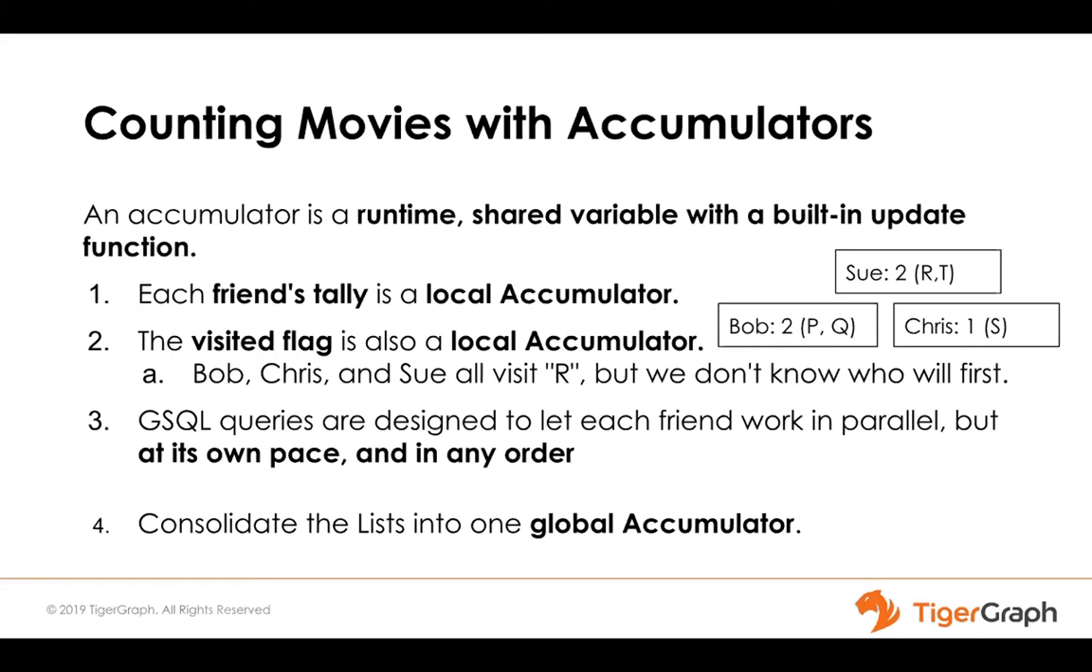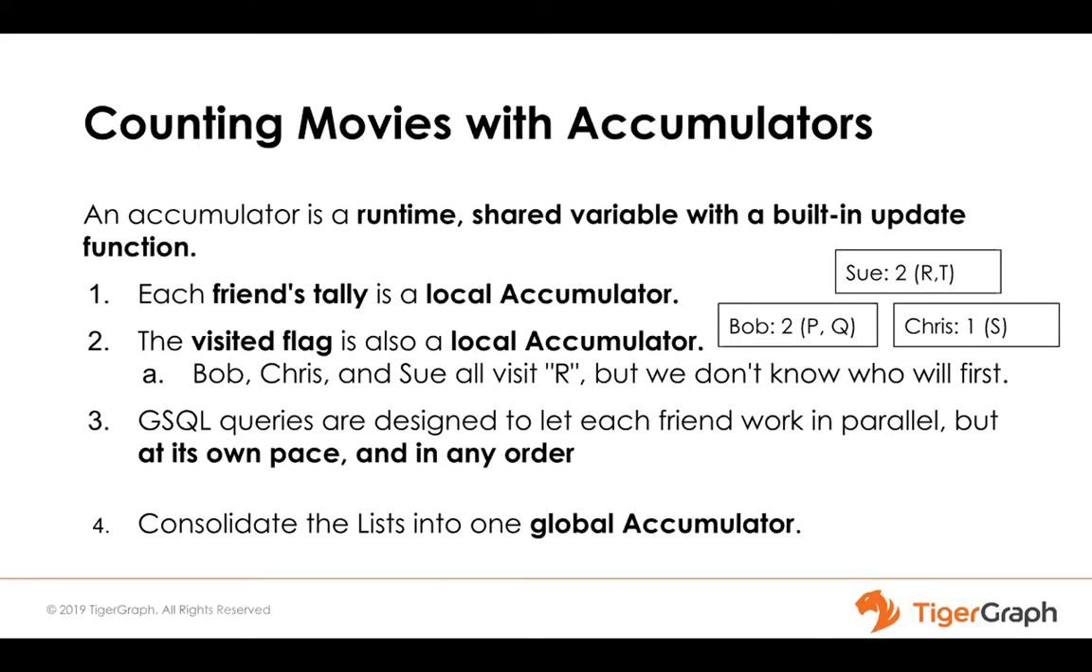So where do we want to use accumulators? Each friend, remember, is keeping count. That count would be a local accumulator. Local because each one has their own copy, each friend. The visited flag, the true-false flag, is also a local accumulator. And so each of the movies needs one.